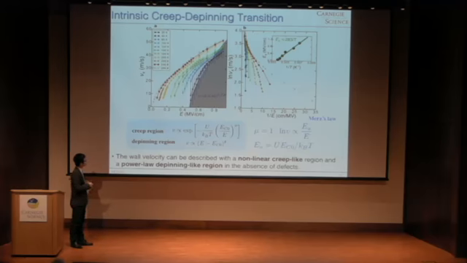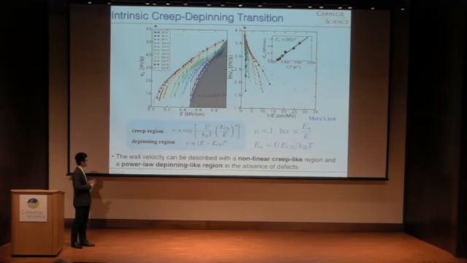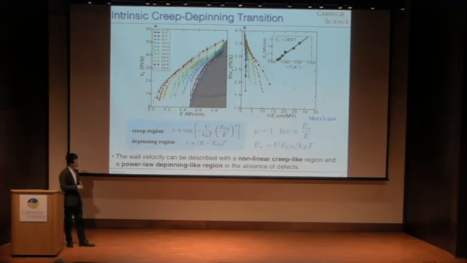And we can also plot log v as a function of 1 over E to get this dynamic exponent. We find that mu is equal to 1. This is simply Merz's law, even though we didn't assume any Merz's law in our molecular dynamics simulations. So the take-home message here is that the domain wall velocity can be described with a nonlinear creep-like region and a power-law dependent-like region in the absence of defects.